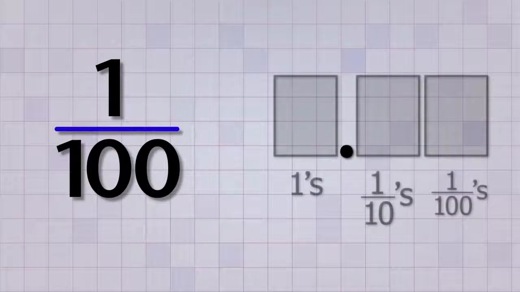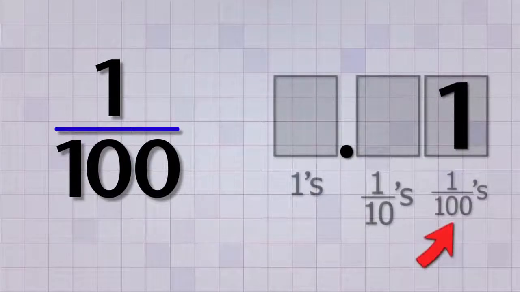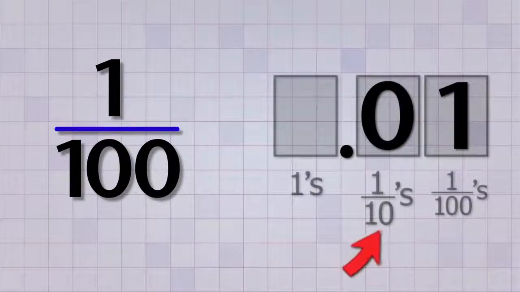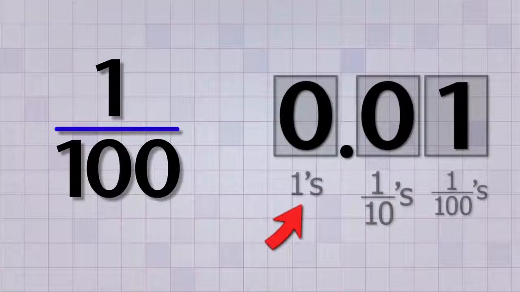Alright, tenths are pretty easy, but what about hundredths? Let's start with the hundredths building block, 1 over 100. To write that as a decimal, we simply put a 1 in the hundredths place. We also need to put a 0 in the tenths place to act as a placeholder and show that we have no tenths. And we still need to put a 0 in the ones place as usual.